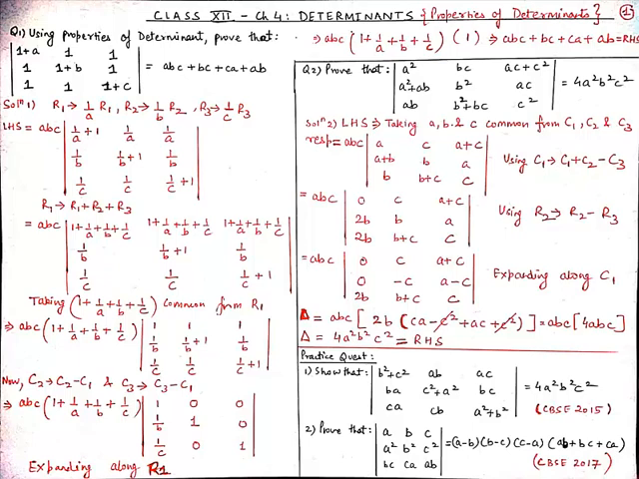And now C3 minus C1. So 1 minus 1 is 0. 1 upon b minus 1 upon b is 0. And then 1 upon c plus 1 minus 1 upon c. So from here we get 1.